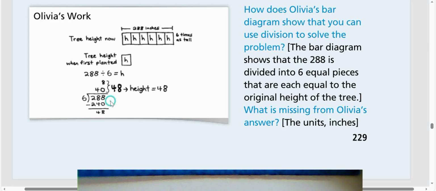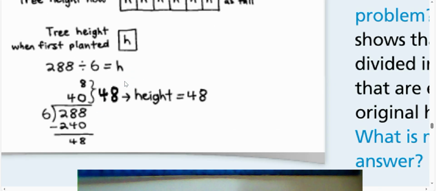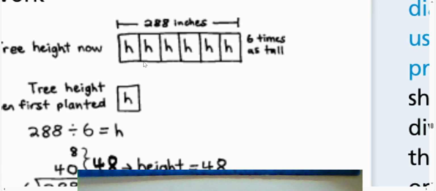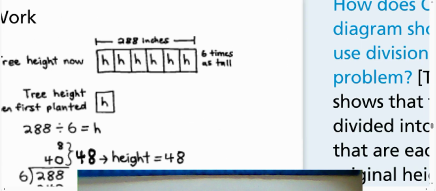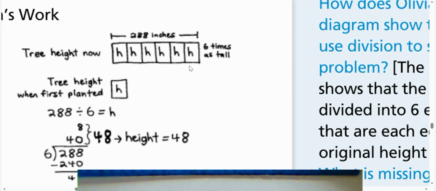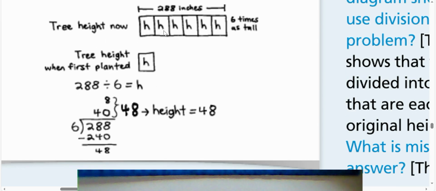Or another method, you can use bar models to find the answer, like this. Here, 288, we can divide it into 1, 2, 3, 4, 5, 6 parts. 288 divided by 6, it will be 48.